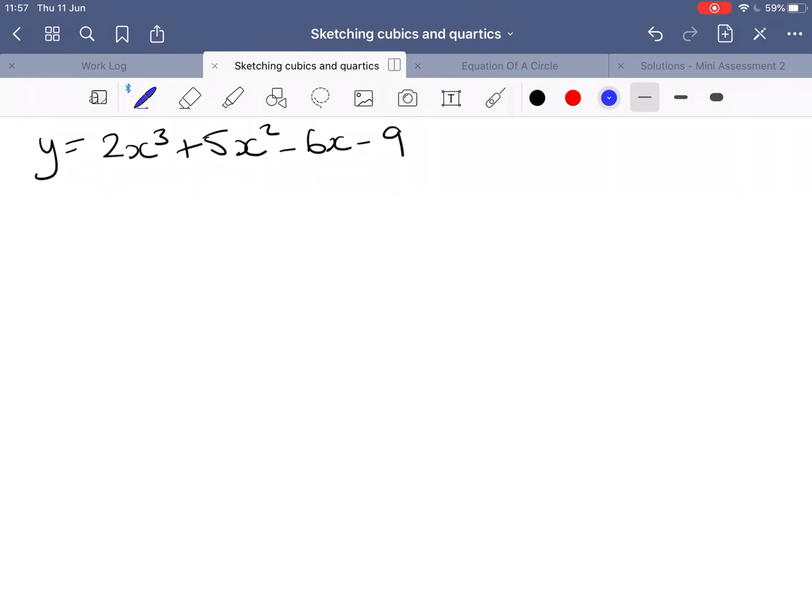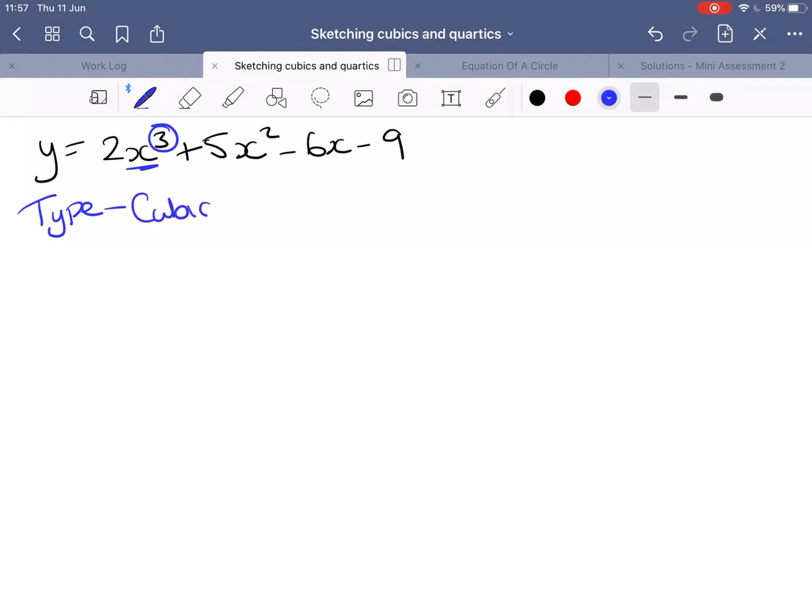And the final one, now this is the one where you have to put together everything that we did over the last couple of lessons, because we are going to have to factorise this. So I'd have to use my factor theorem and all the rest of it. But I'm going to go through the same way I always do. So my type, highest power is 3. So it's a cubic and it's a positive cubic. My axes, well, when x equals 0, y equals minus 9. That was the easy one.